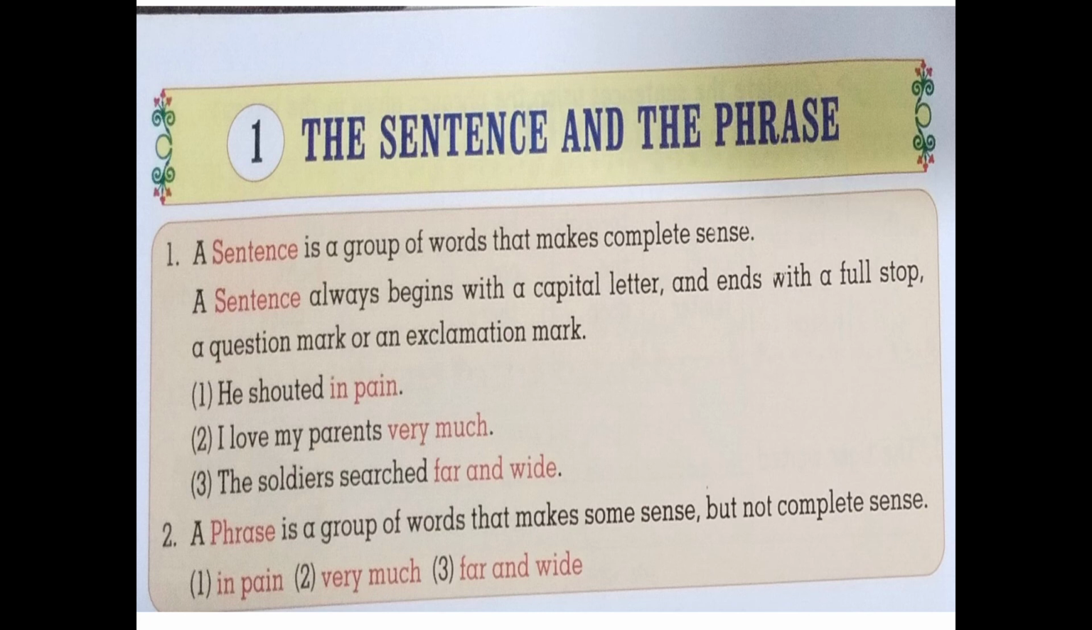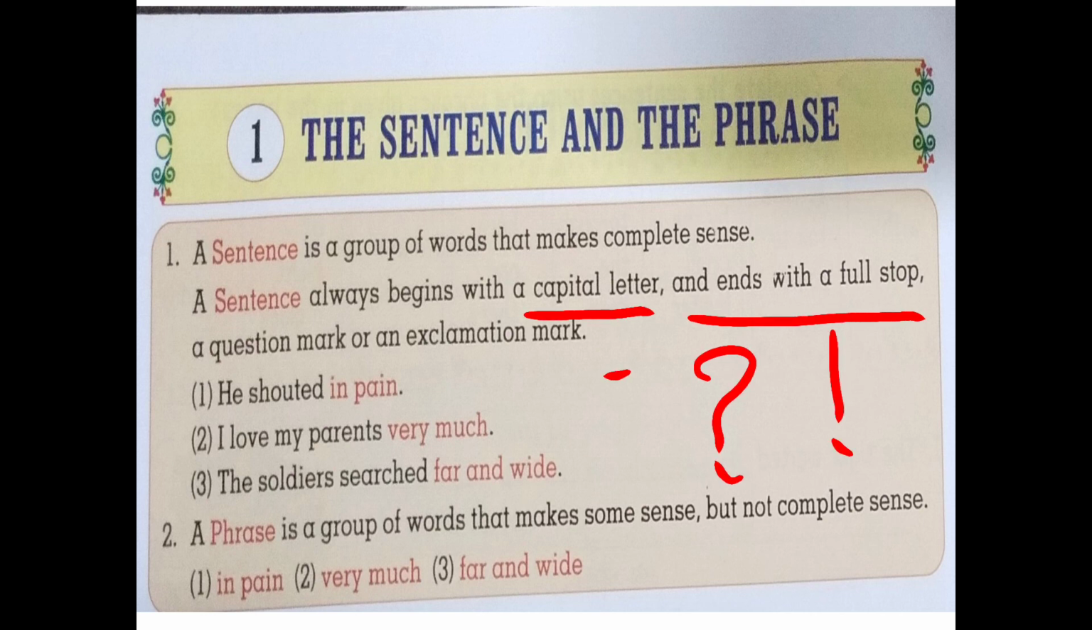See, the sentence will always begin with a capital letter and it will always end with a full stop, or a question mark or an exclamation mark. So first of all you should know what is a full stop. सबको पता है ना full stop? This is a full stop. Dot is a full stop. So this is your question mark, or an exclamation mark. This one, a standing line and a dot down. This is an exclamation mark.